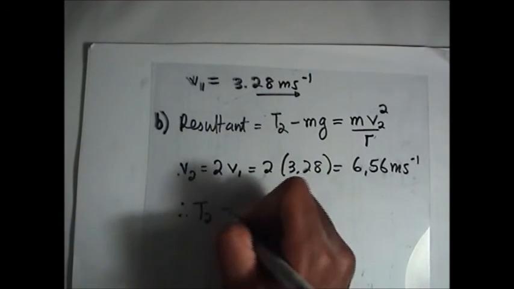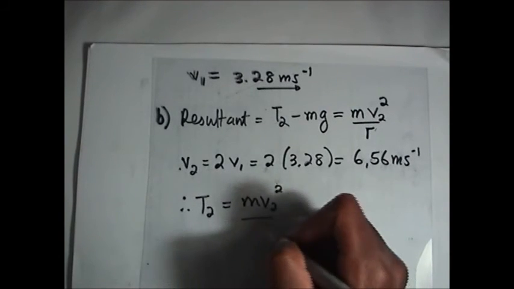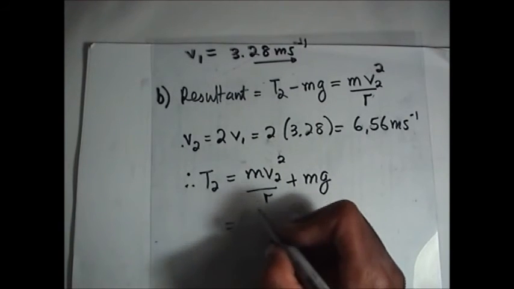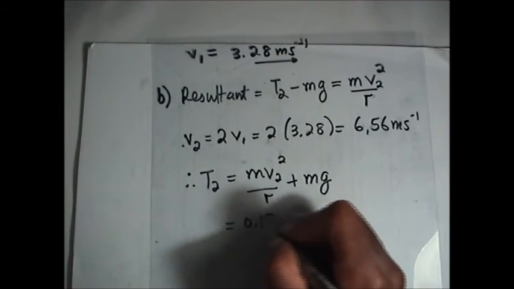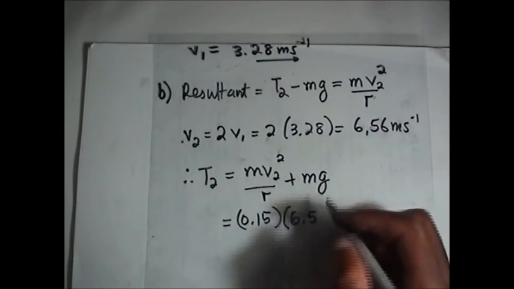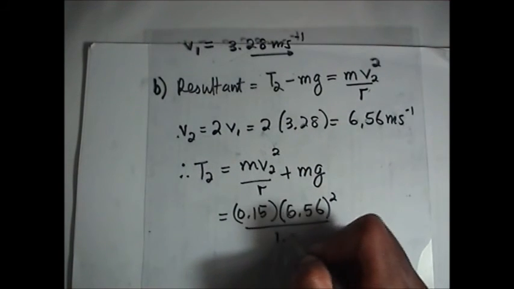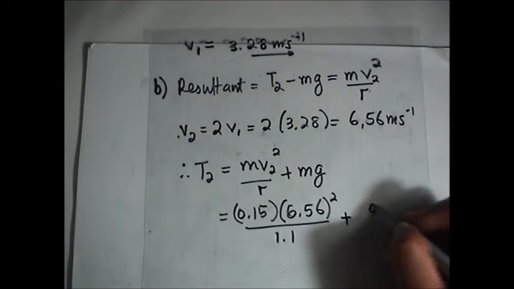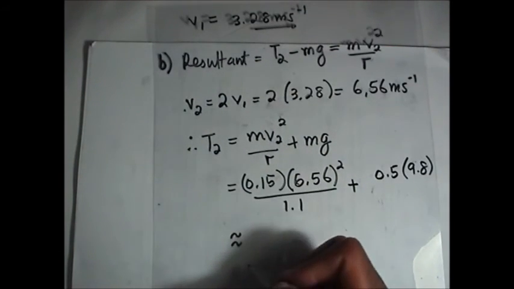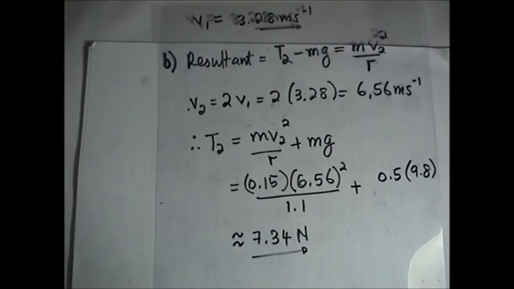Therefore, making T2 the subject of the formula, it's mv2 squared over r plus mg. This will be equal to 0.15, because we have the mass, times v2, which we've calculated as 6.56, squared, over the radius, which is 1.1, plus m, which is 0.5, and our g, which is 9.8. So this will give us an approximate tension of 7.34 newtons.